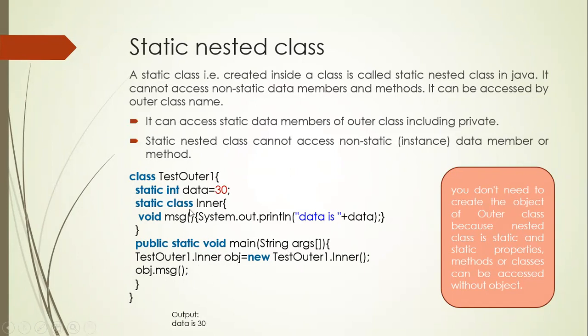You can see how to create an object for this one. Basically, for static classes you have no need of creating any objects, so I am creating an object for the outer class: TestOuter.Inner obj = new TestOuter.Inner(); then obj.message(). When you call this, the method will be executed and the output is 30. You don't need to create the object of the outer class because the nested class is static, and static properties and methods can be accessed without an object.